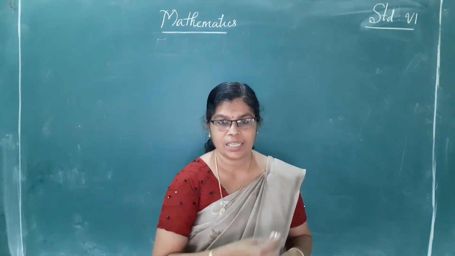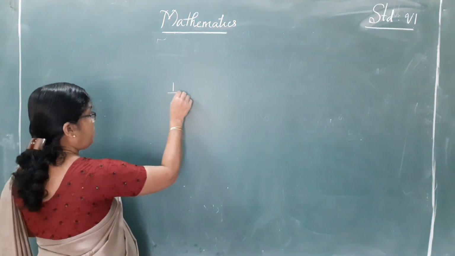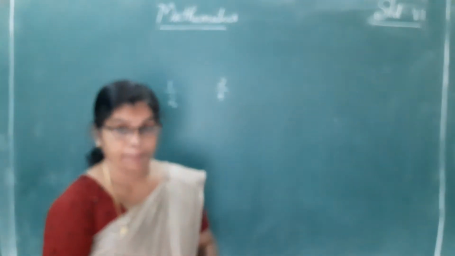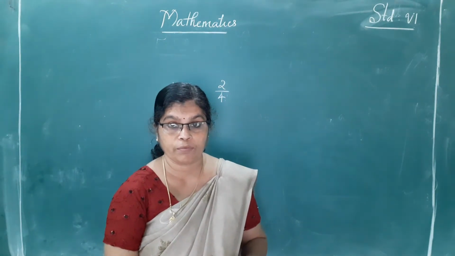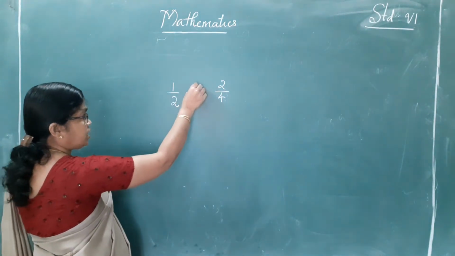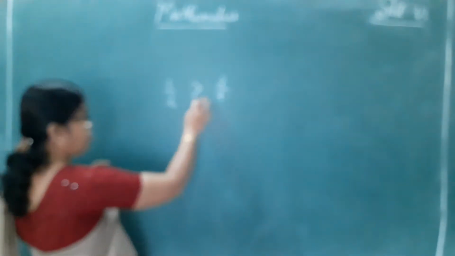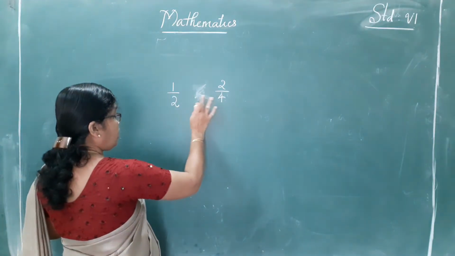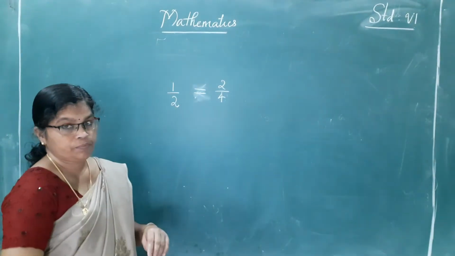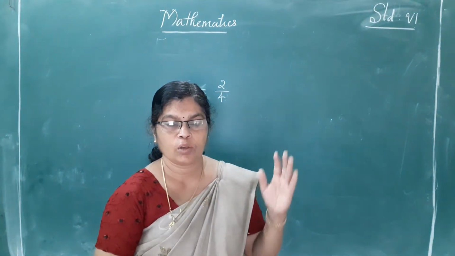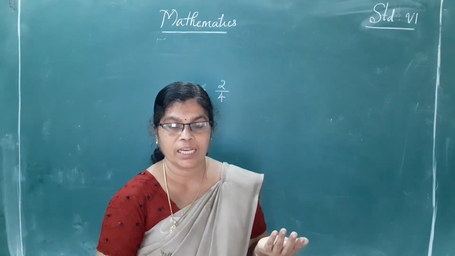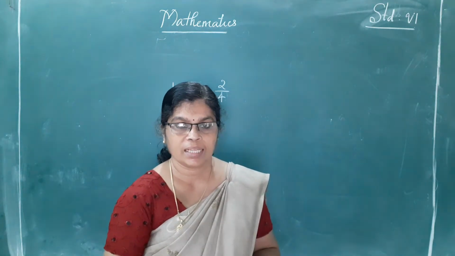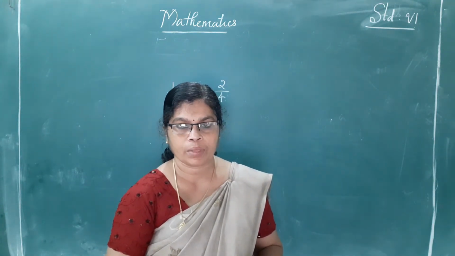Before that, let us see these two fractions. See children, 1 by 2 and 2 by 4. Can you compare these two fractions? Is 1 by 2 greater than 2 by 4, or is 1 by 2 less than 2 by 4, or is 1 by 2 equal to 2 by 4? We cannot say, isn't it? By looking at these fractions, we cannot say whether one fraction is greater than the other, or less than the other, or both are equal. We cannot say, isn't it?